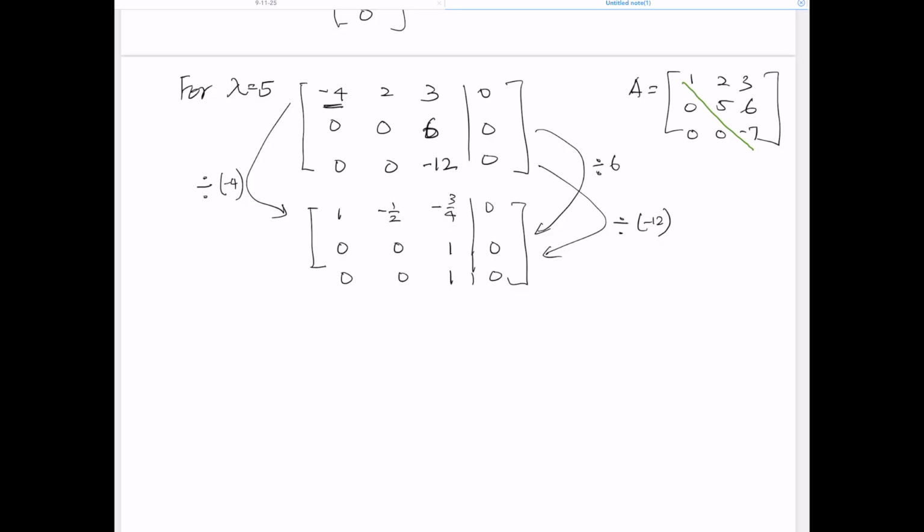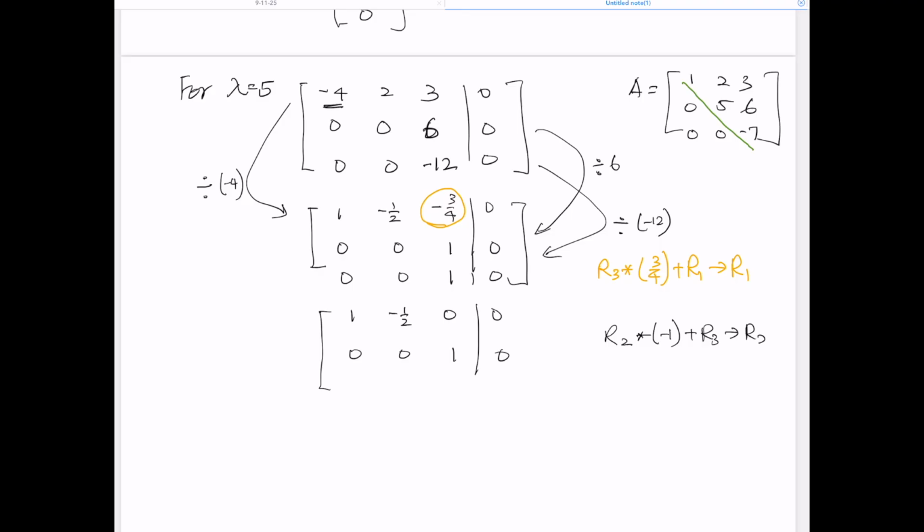Since we don't have the second row, second column as a 1, let's make this guy 0. Can use R3 times 3 over 4, add R1, put it back to R1, we have a 1, negative 1 over 2, 0 and 0, 0, 0, 1, 0, and then R2 times negative 1, add R3, put it back to R3, we end up getting all 0 here.